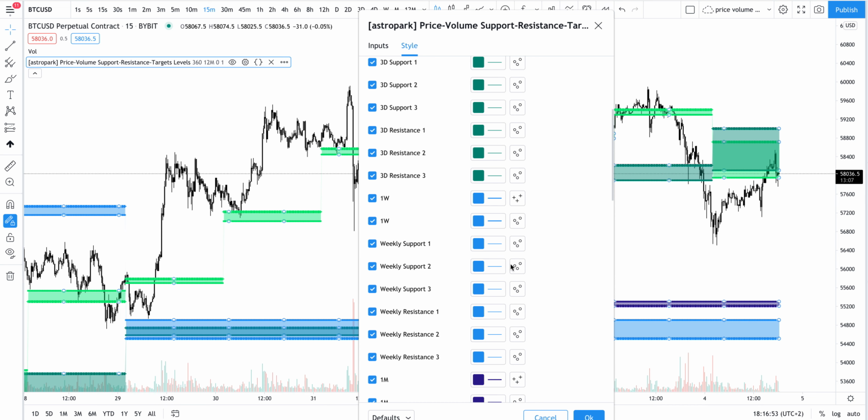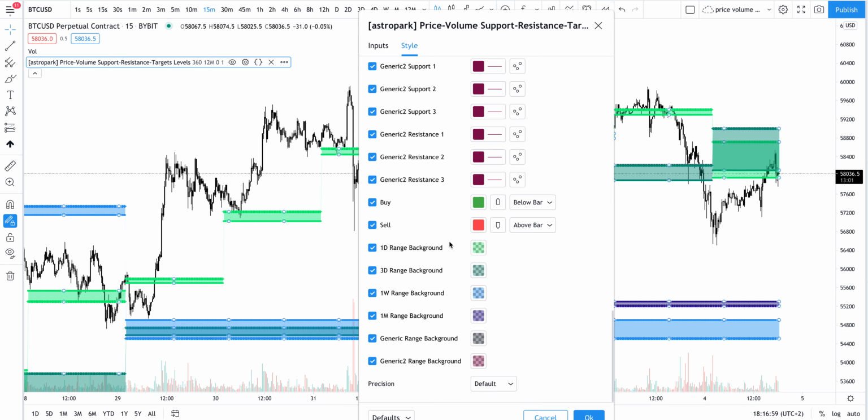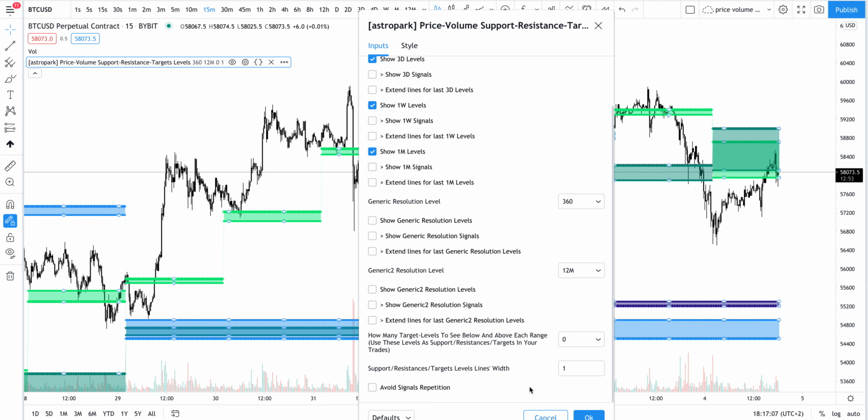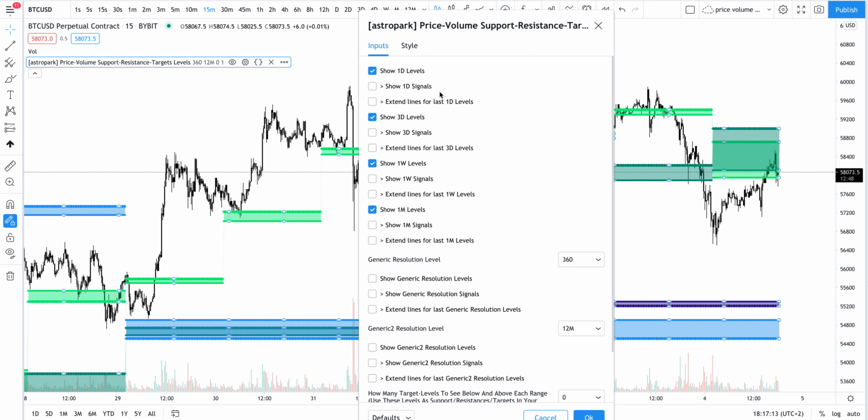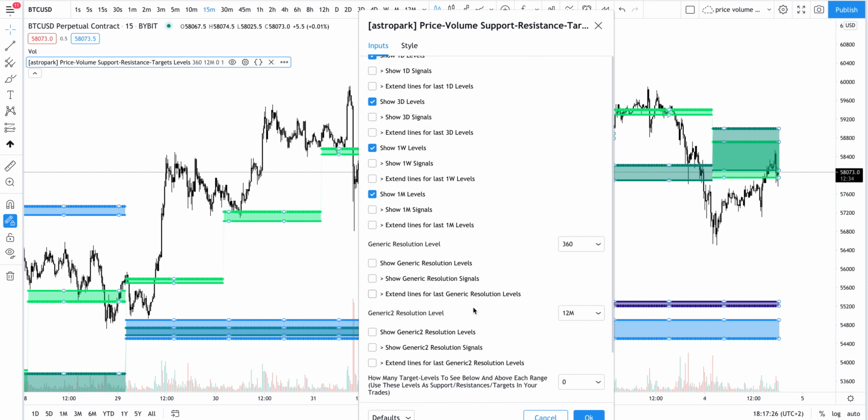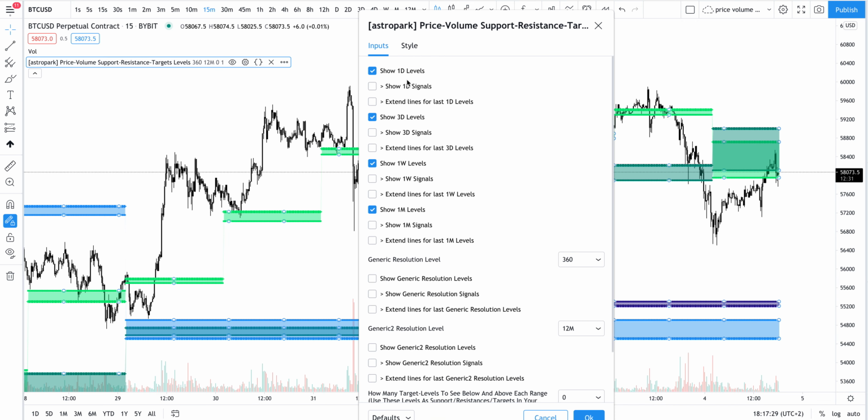If you want to change colors, you can just go here in the style and edit the colors as you like. As you can see, there are also these buy and sell labels because I added this feature of signals. It's like a beta version. So when price interacts with the 1 day level, which are these light green ones, you will see some buy or sell suggestions.